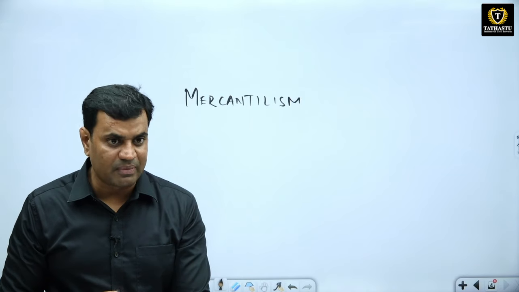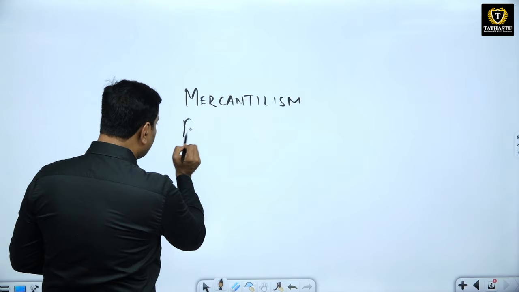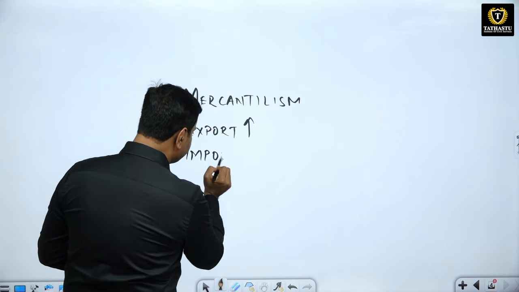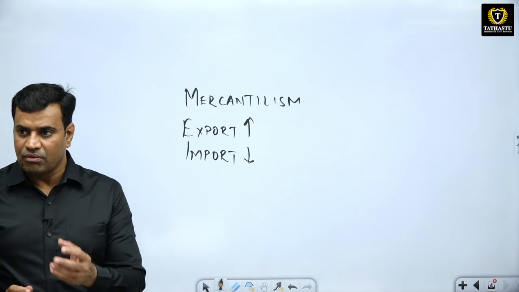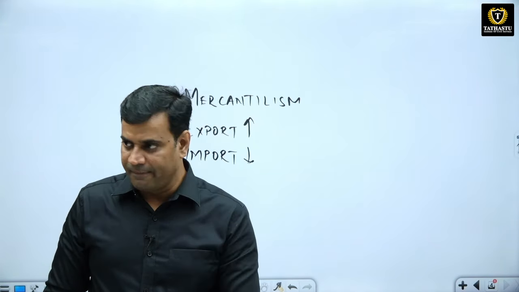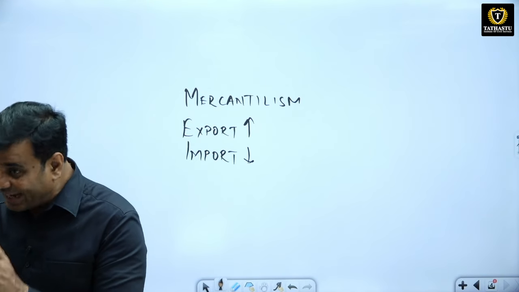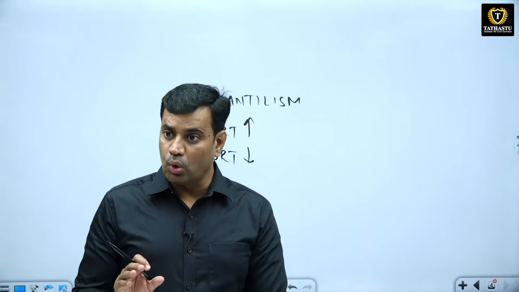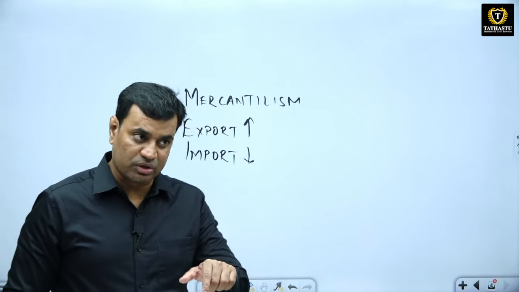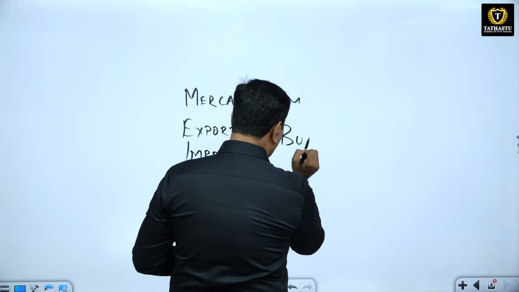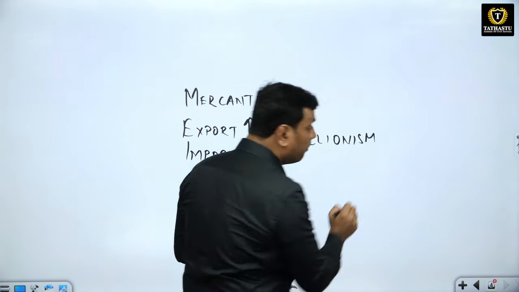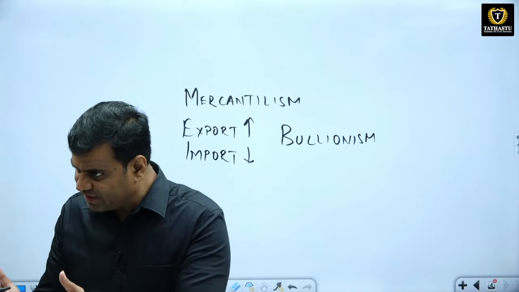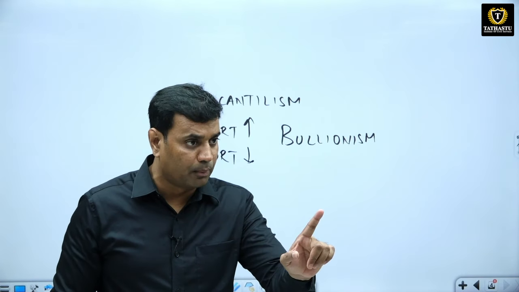So this philosophy of mercantilism believes in promoting more and more exports, and at the same time it believes in minimizing the imports so that foreign exchange can be retained in the country. In this phenomenon, when foreign exchange is retained in the country, this is known in economy as hoarding of wealth. It is also known by another term, bullionism. You are retaining the bullions in your own country. You are hoarding the wealth in your own country by restricting the import and promoting the exports.